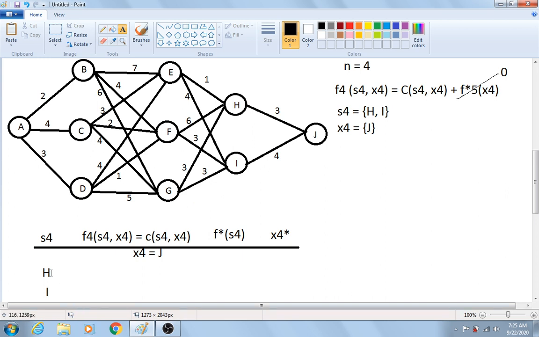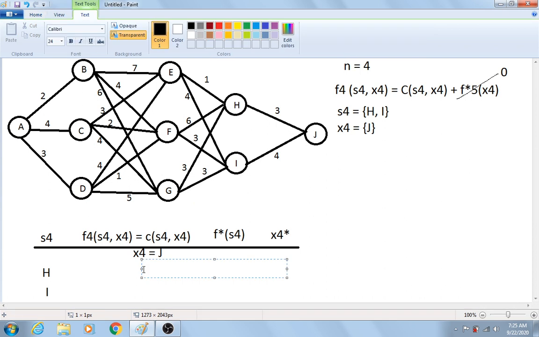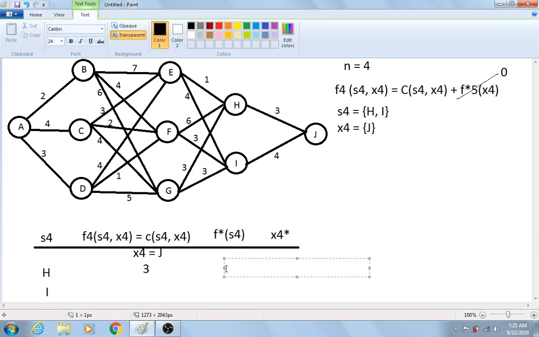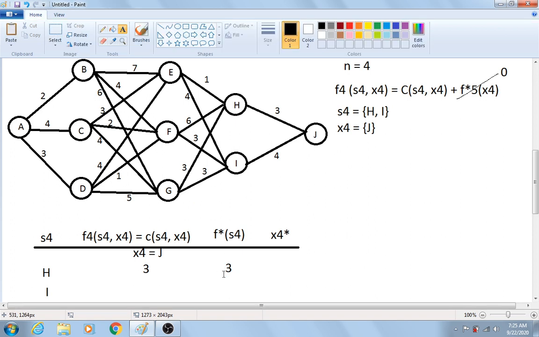Okay, if we are at H, then we want to go to J. What is the cost? The cost is 3. So we put 3 as the cost over here. So what is the lowest cost if we are at H? 3 is the only one. Of course, it is 3. So the lowest cost 3 is given by what? What is the destination for cost equal 3? The destination is J. Put J over here.